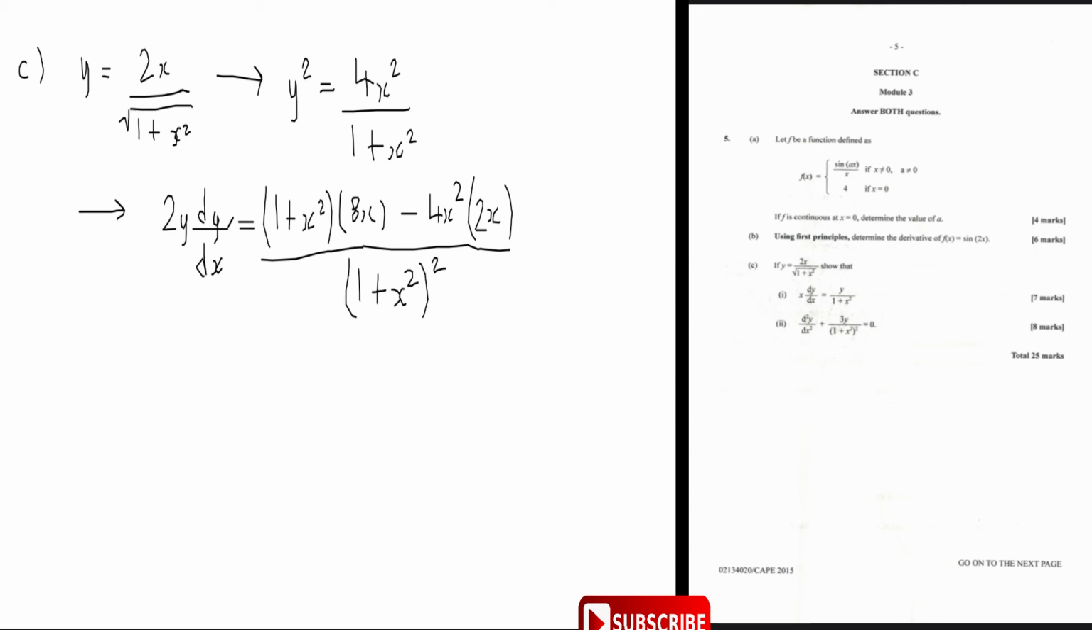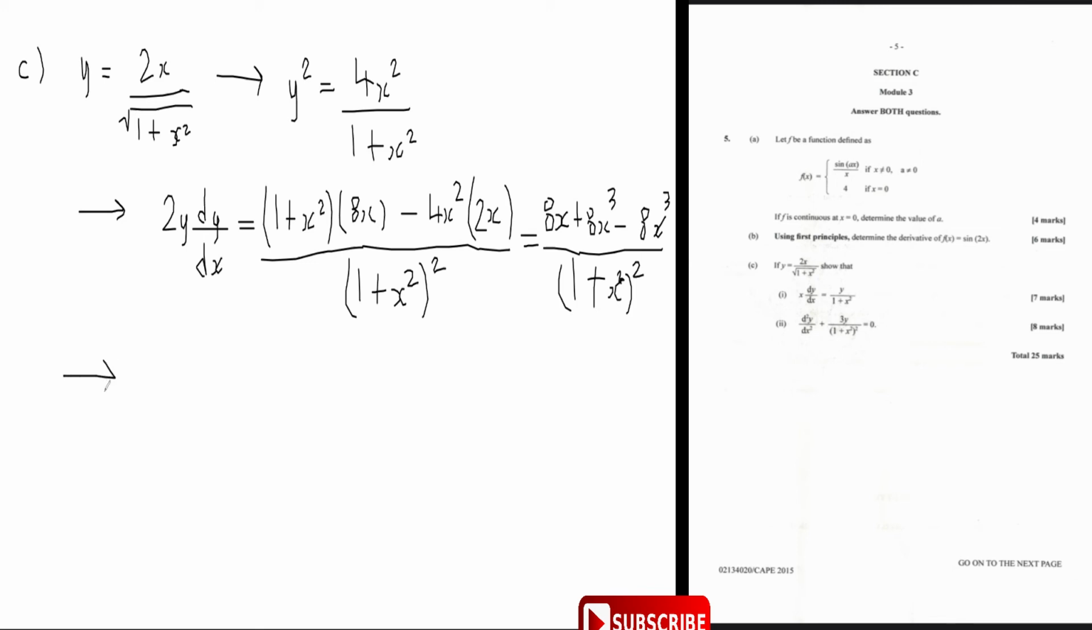Now I'm going to expand out the numerator. Expanding out, I get 1 times 8x is 8x, plus 8x times x squared is 8x cubed. And then I have 4x squared times 2x, that's also 8x cubed, so notice that the 8x cubed terms cancel each other. Now I'm just dividing by 1 plus x squared all squared. The differentiation part is done already; all we're doing now is testing our algebraic skills.